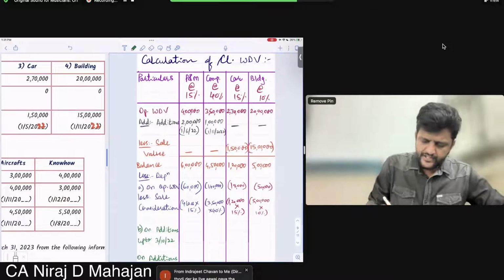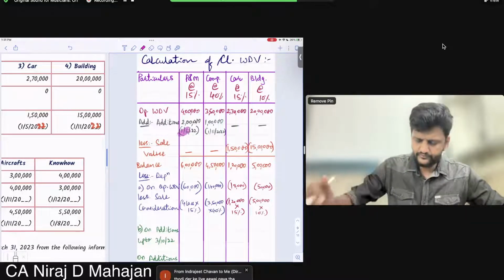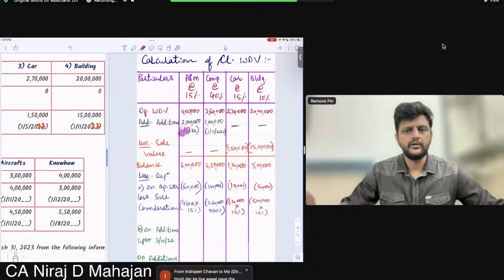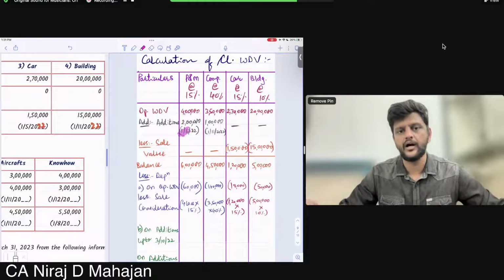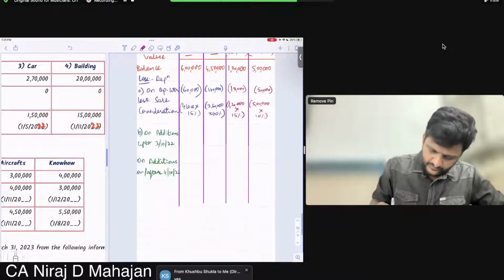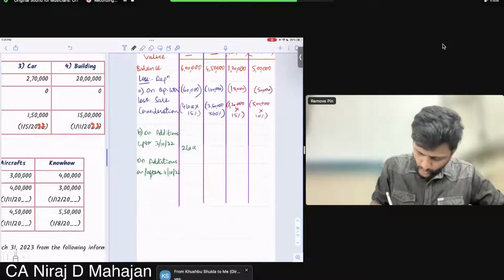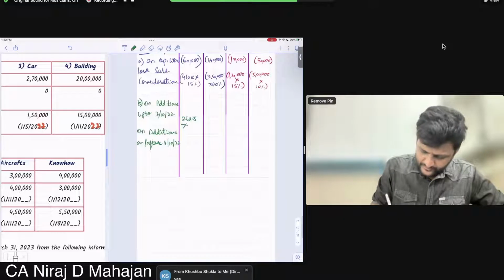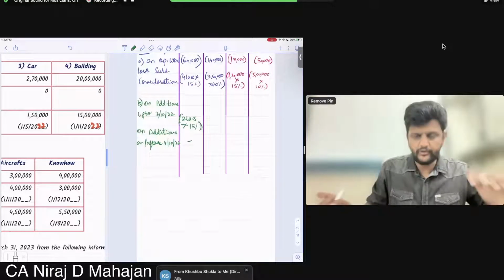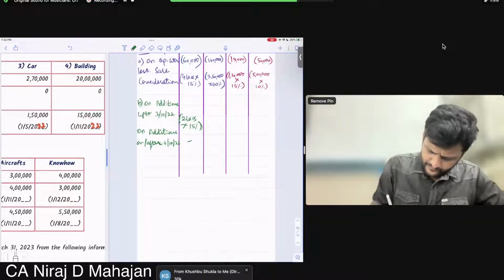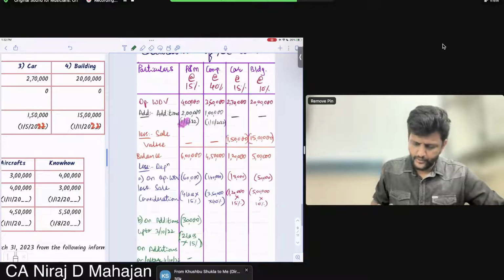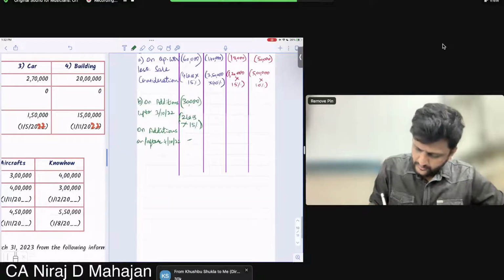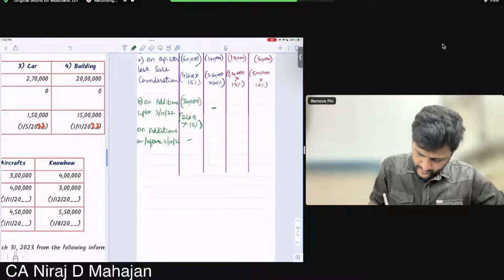Plant and machinery, my addition is what? 16/22. Is it at least 180 days or not? I'll give full depreciation on 2 lakhs. So 2 lakhs into what percent? 15%. Okay, everybody? 30,000. But here in computer, the addition is 1/11, so half depreciation. I hope this much is clear.